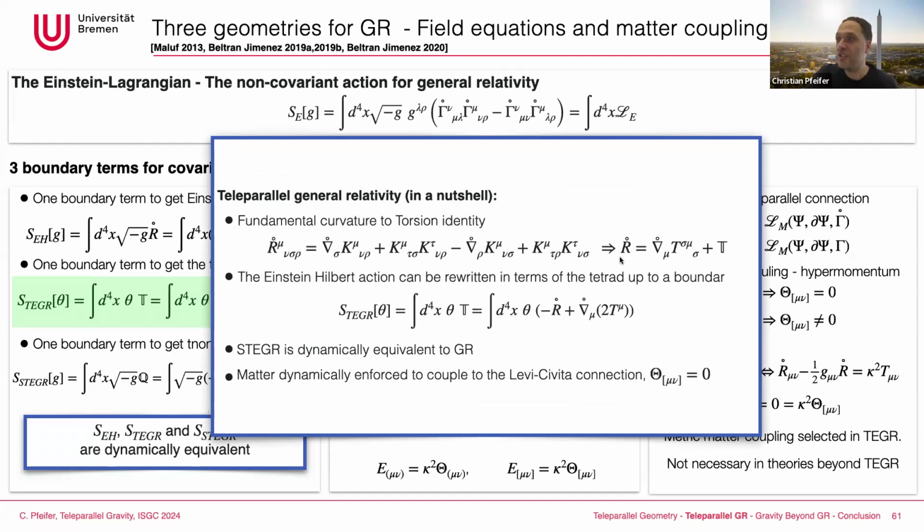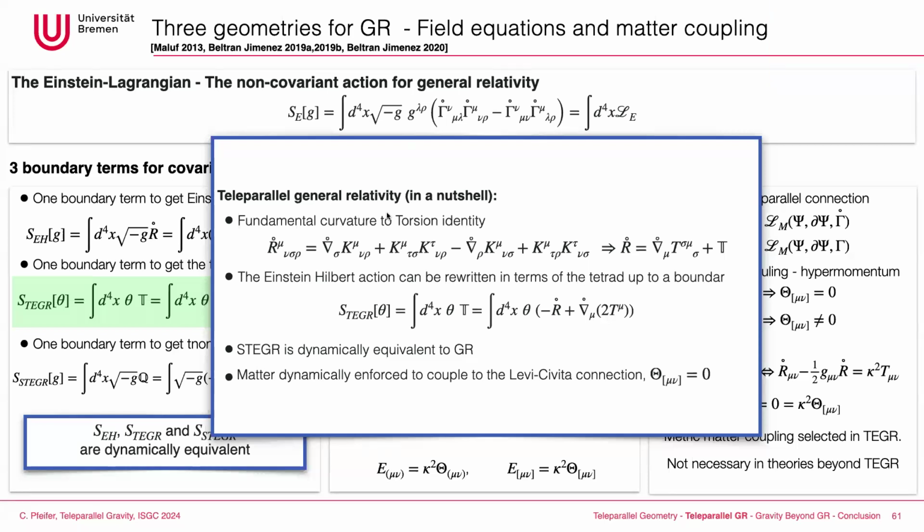We get this relation, up to a factor, between the Ricci scalar and the torsion scalar. And the difference is exactly a boundary term, so they are dynamically equivalent. The same we can do for the symmetric teleparallel formulation of general relativity, and the matter coupling dynamically enforces the coupling to the Levi-Civita connection of the matter. Yes, this summarizes the teleparallel description of general relativity.